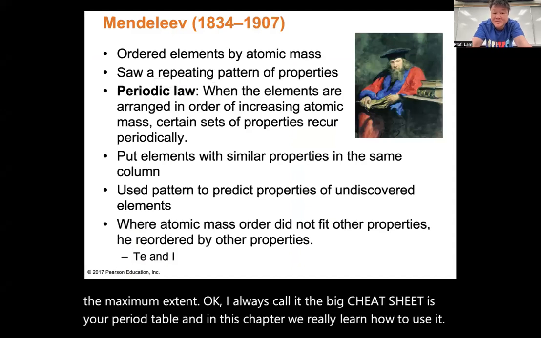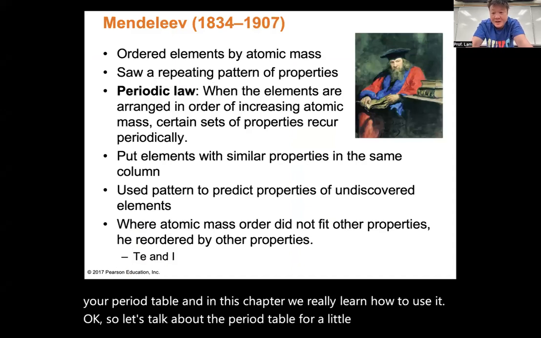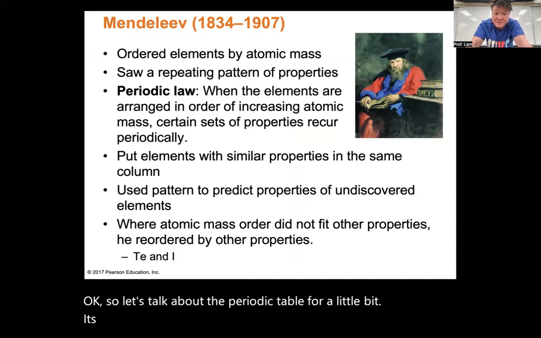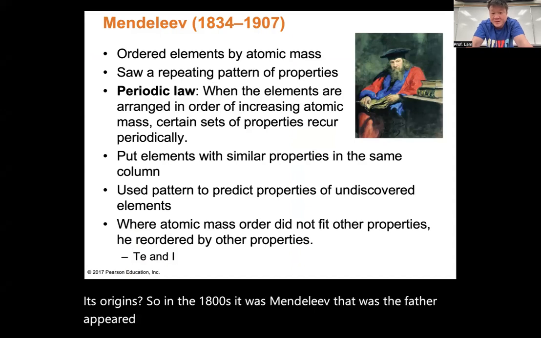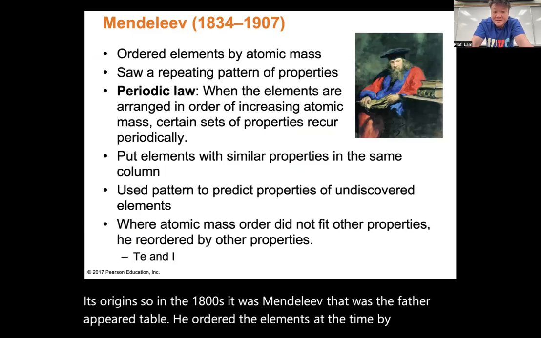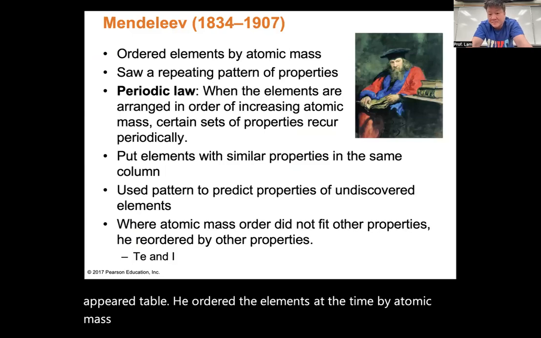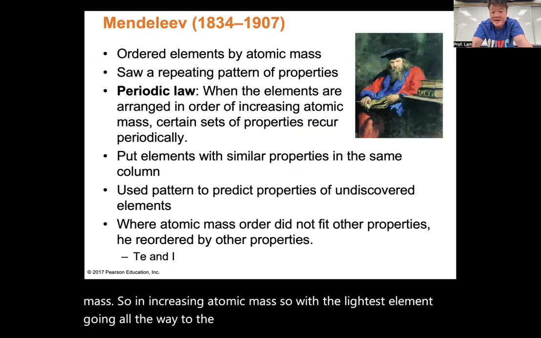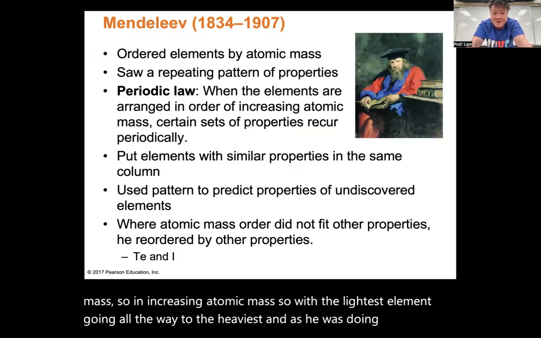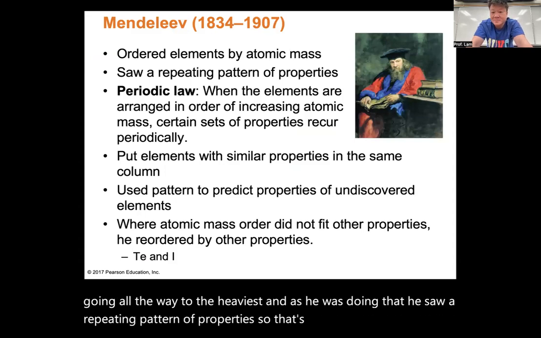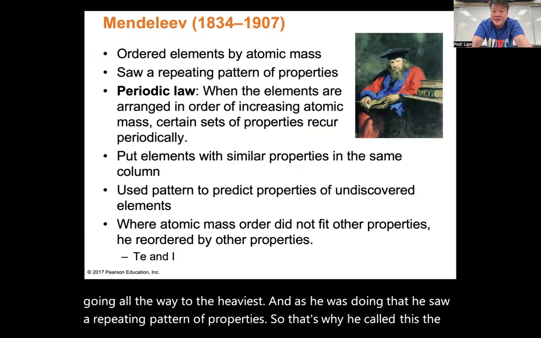Okay, so let's talk about the periodic table for a little bit. Its origins. In the 1800s, it was Mendeleev that was the father of the periodic table. He ordered the elements at the time by atomic mass, in increasing atomic mass, with the lightest element going all the way to the heaviest. As he was doing that, he saw a repeating pattern of properties. That's why he called this the periodic table, right?